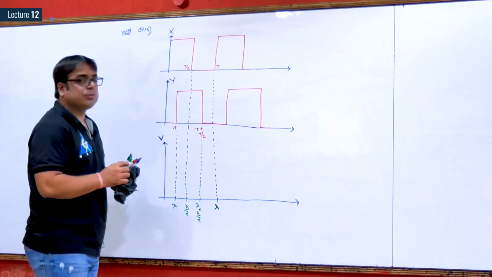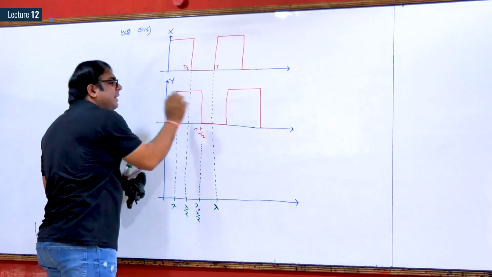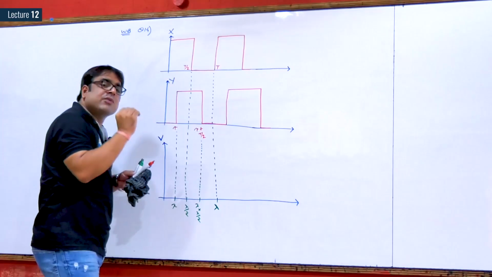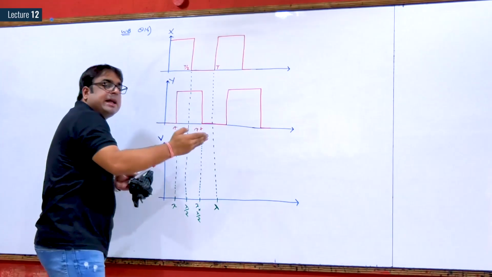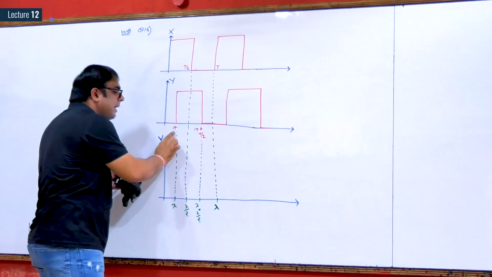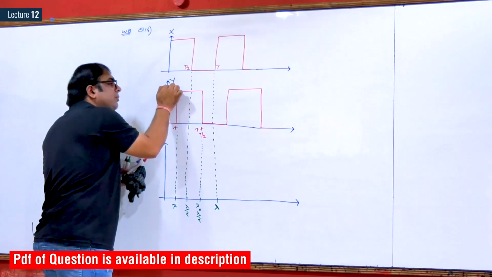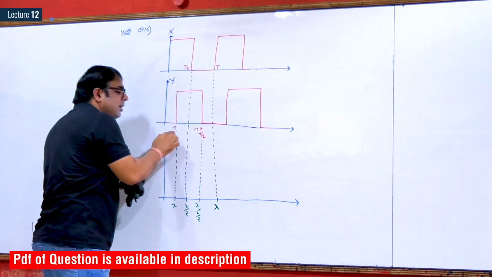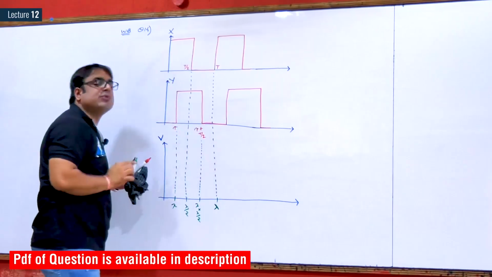Workbook question number 14. Two input waveforms X and Y are given. Both have the same time period. Y is a delayed version of X by time tau. So input waveform Y is this tau-time delayed version of waveform X.